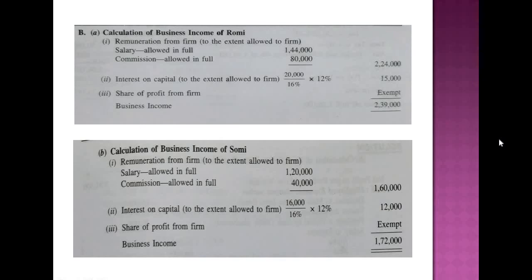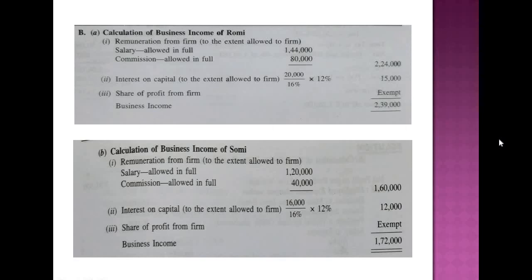The first one is the business income of Romy. Now we have taken the remuneration for the full amount since the actual remuneration is less than the allowable remuneration under section 40B. That is why the salary has been taken in full and also the commission has been taken in full. So 1,44,000 and 80,000. The total remuneration of this particular partner Romy will be 2,24,000. Then interest on capital to the extent of 12%, so you'll get here 15,000. Then share of profit from firm is exempted. So the total business income of Romy will be 2,39,000.